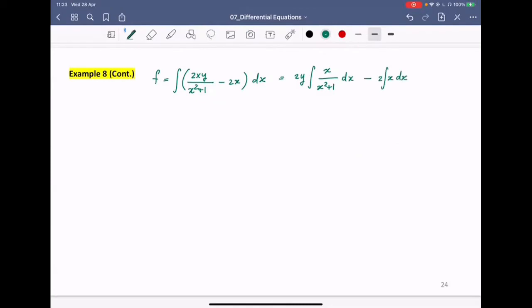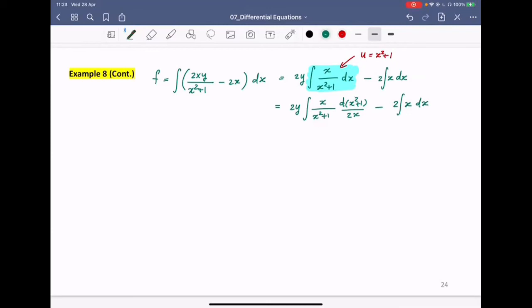We'll just simplify a little bit. I have 2y here, so I need to get x over x squared plus 1 dx, and then minus 2 times the integral of x dx. I don't know if you can follow me, but the integral that I highlighted in light blue here, you can solve it by using the substitution u equal to x squared plus 1. If you pick u equal to x squared plus 1, you can integrate easily.